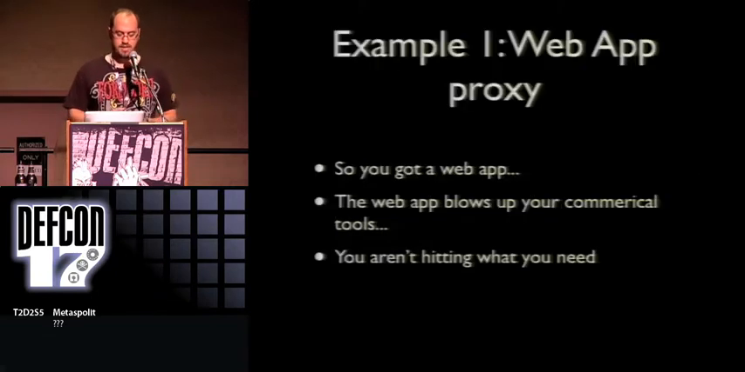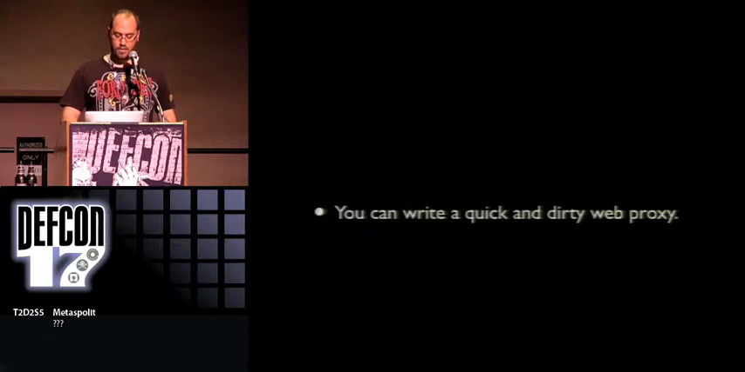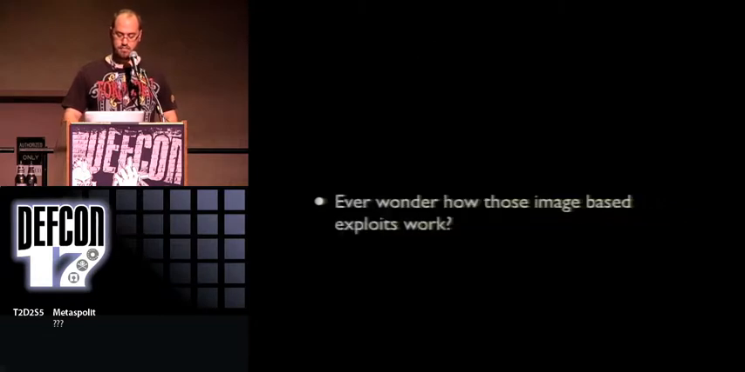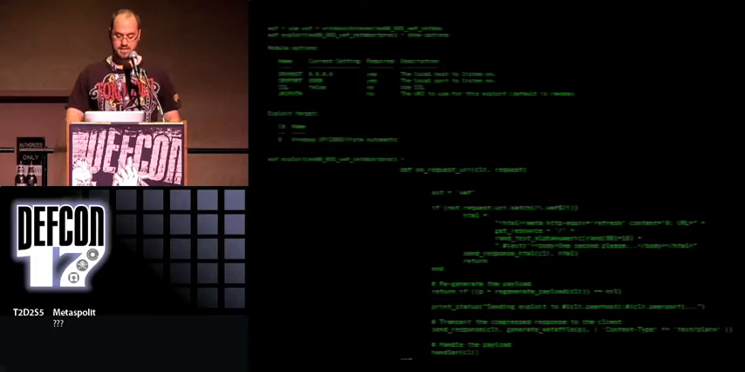So the first one is like a web app proxy, and everybody has web app proxies, right? Like Burp, things like that. This is just an example. I was actually on a gig once where WebInspect and NTO were both blowing up, and they couldn't scan a site due to CA's AppMinder. So I wrote a quick script in Metasploit that would basically proxy all the WebInspect requests and rewrite them as necessary.